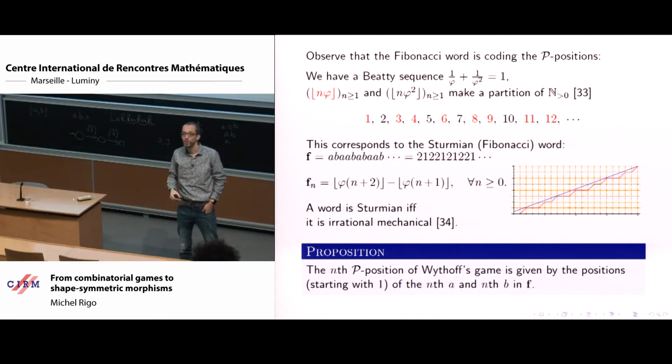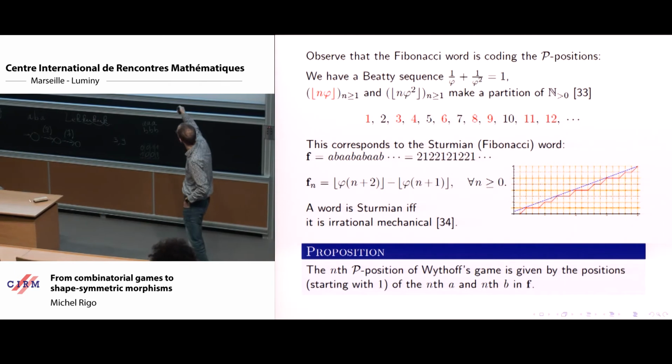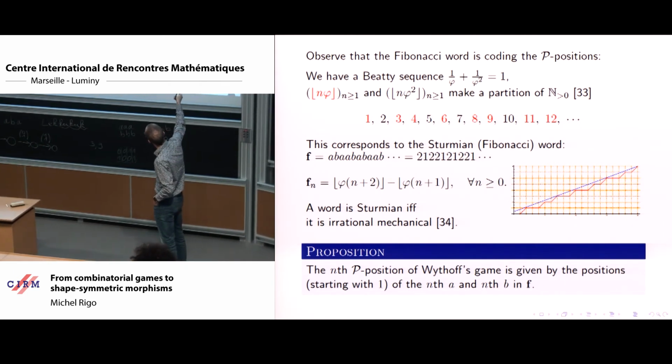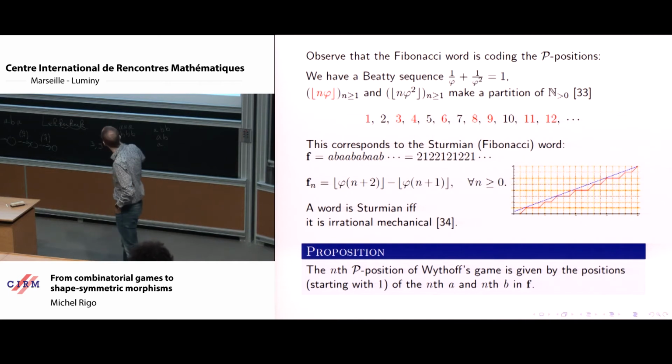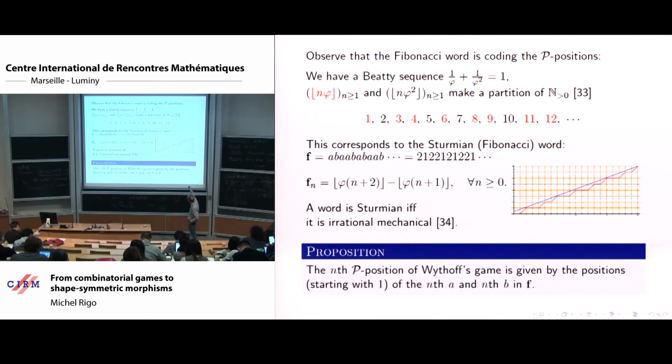Another way to view this word is to take a straight line with irrational slope, and look at the closest broken line with integer points on the lattice, just below that line. This coding, which is equivalent to what Jörg said yesterday or even today, gets you back to this word. So now I guess you understand why the Fibonacci word is involved when you play Wythoff game. Because if you know the Fibonacci word, then you know what the P positions are.